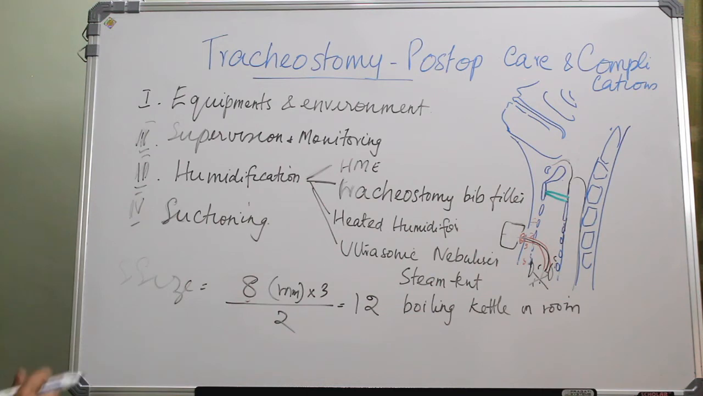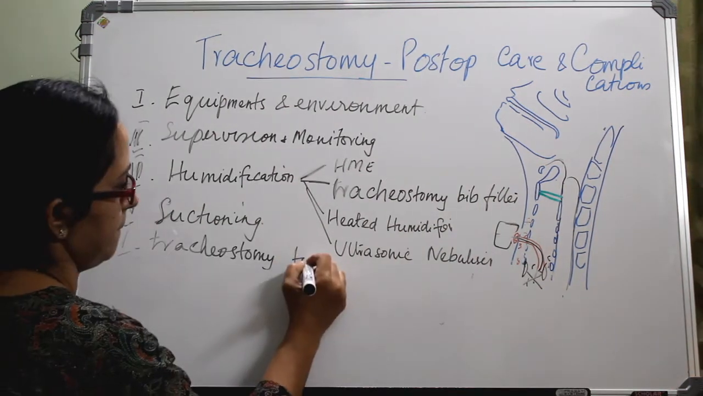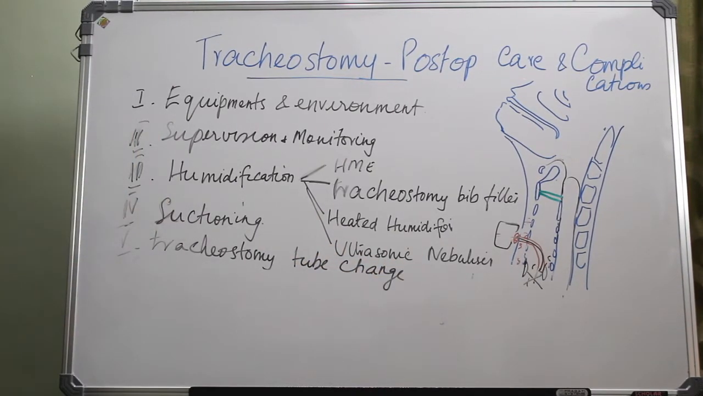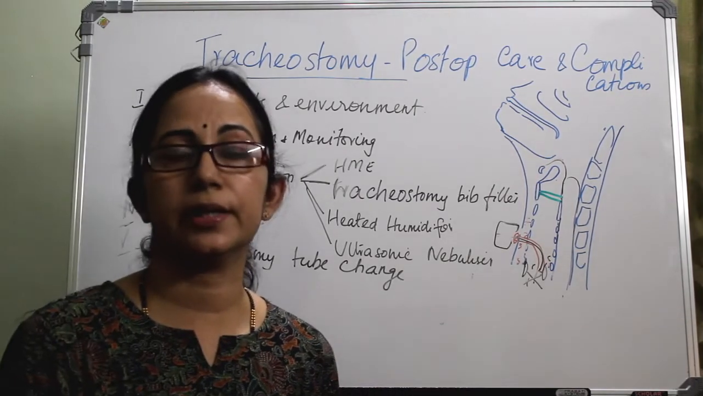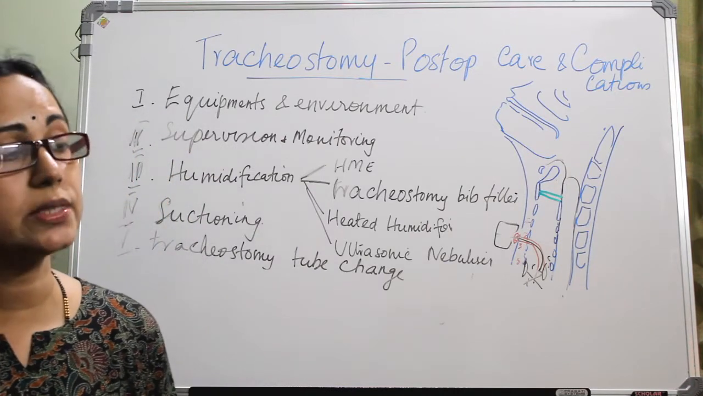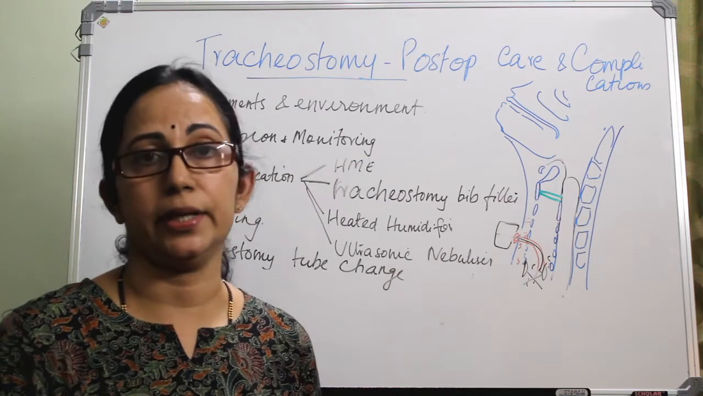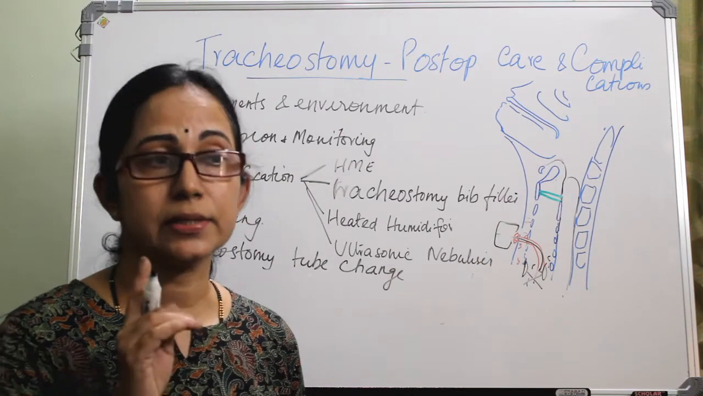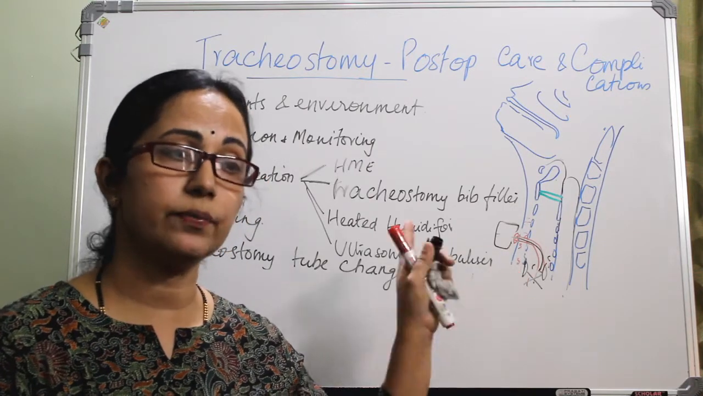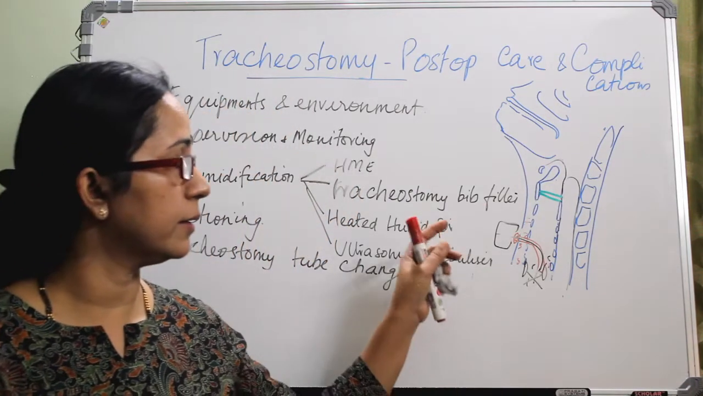Then the next one is the tracheostomy tube change. Usually it will take around 5 to 7 days for the formation of the stoma. So it is better not to take out the outer tube for at least 7 days. If there are clear signs of obstruction, then you can take out the outer tube also. If not, you can change the inner tubes only.